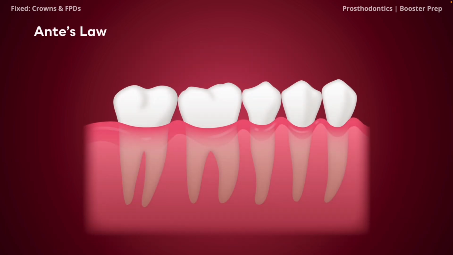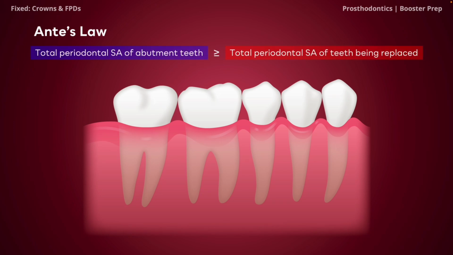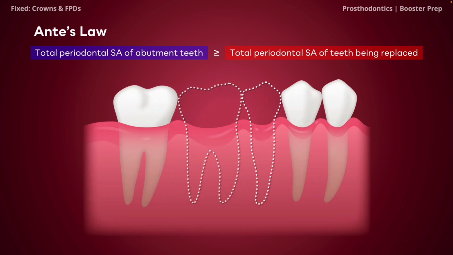You guys know what that is? And if you guessed Ante's law, you'd be right. Ante's law states that the total periodontal surface area of the abutment teeth for a planned FPD must be equal to or greater than the total periodontal surface area of the teeth being replaced in that FPD. Let me put this in simpler terms.